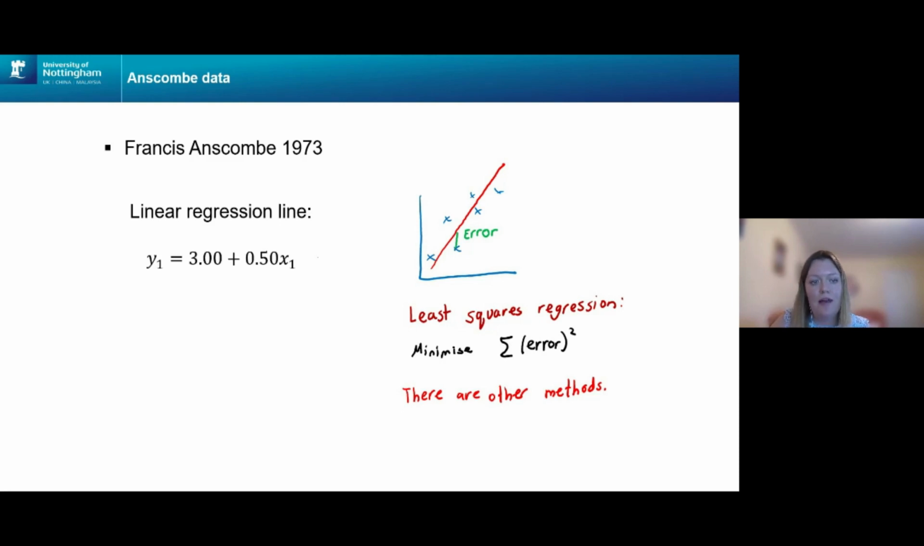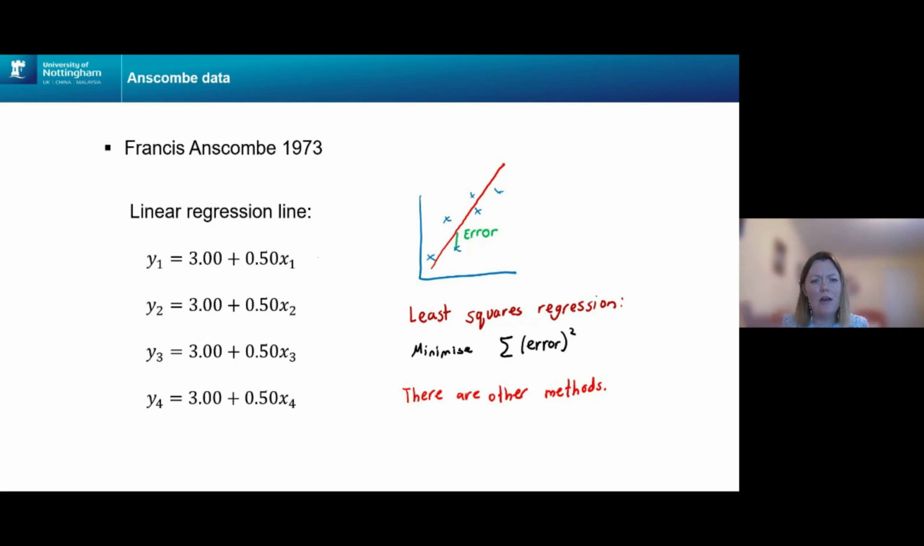least squares regression is among the most popular. And when we use this method, we find that for Y1, the linear regression line is Y1 equals 3 plus 0.5 X1 for that Anscombe data. It's the same for Y2, Y3 and Y4.